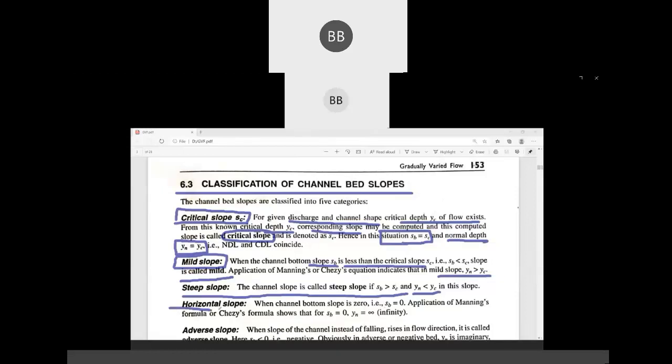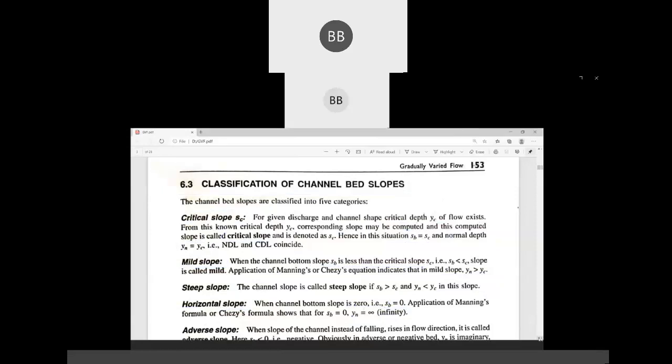Fourth one is horizontal slope. When channel bottom slope is 0, that is your SB equal to 0, then we can say the slope is horizontal slope. And your normal depth of flow is infinity for horizontal slope. And the last one is adverse slope, that is negative.